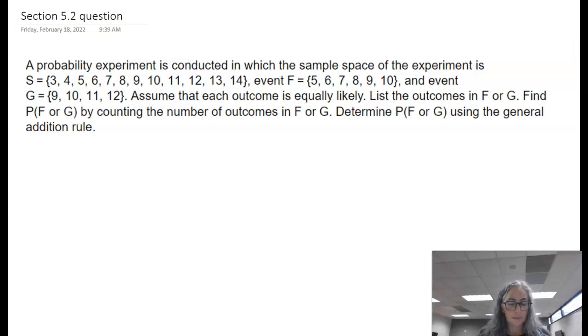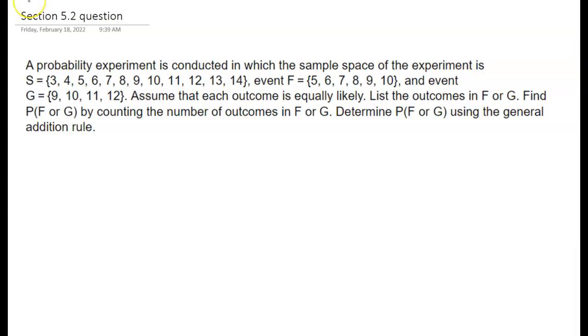This video is in response to a question from section 5.2 in our book. Chapter 5 in general is about probability, which is the likelihood of a random phenomenon or chance behavior to occur. So reading the question, a probability experiment is conducted with the sample space of the experiment given. Just as a reminder for vocabulary, a sample space means all possible outcomes of the experiment.